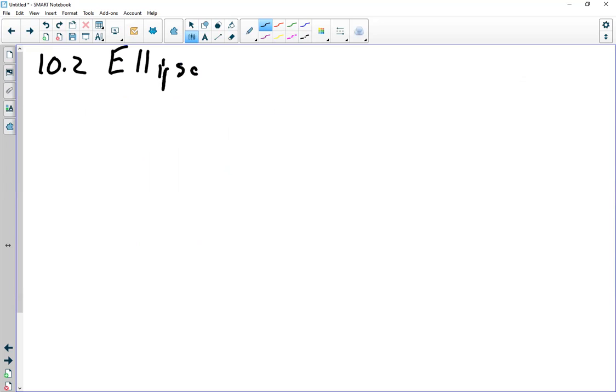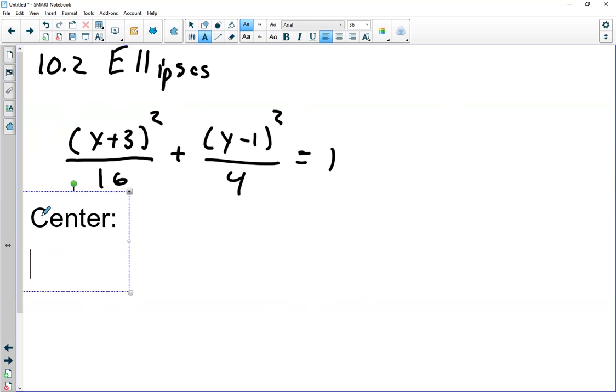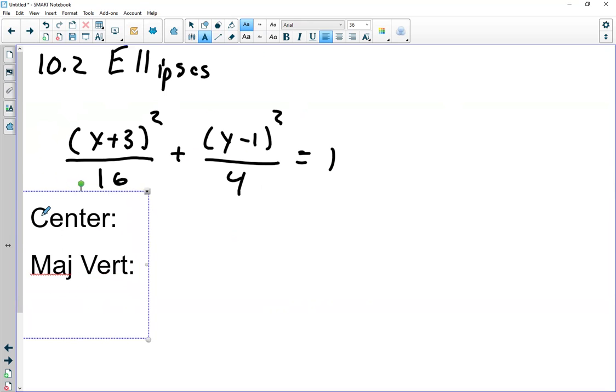(x + 3)² over 16 plus (y − 1)² over 4 equals 1. And for this one, you're going to need to find the center, (−3, 1), the major vertices, the minor vertices, and the foci.